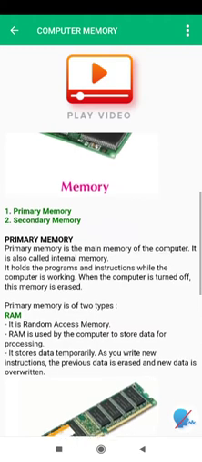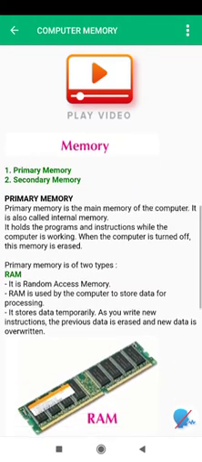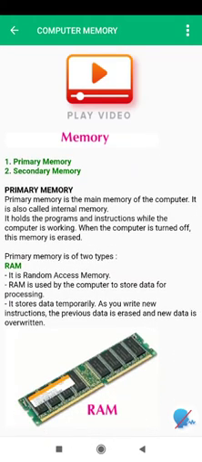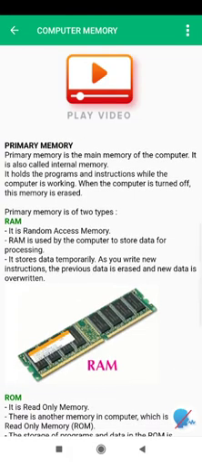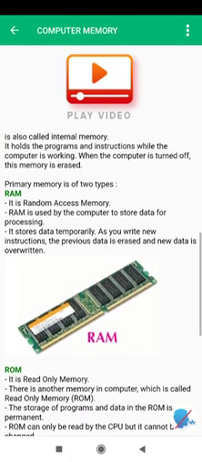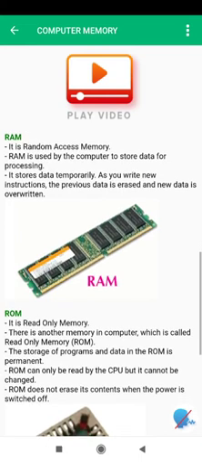Primary memory is the main memory of the computer. It is also called internal memory. It holds the programs and instructions while the computer is working. When the computer is turned off, this memory is erased. Primary memory is of two types. RAM is random access memory. RAM is used by the computer to store data for processing. It stores data temporarily. As you write new instructions, the previous data is erased and new data is overwritten.